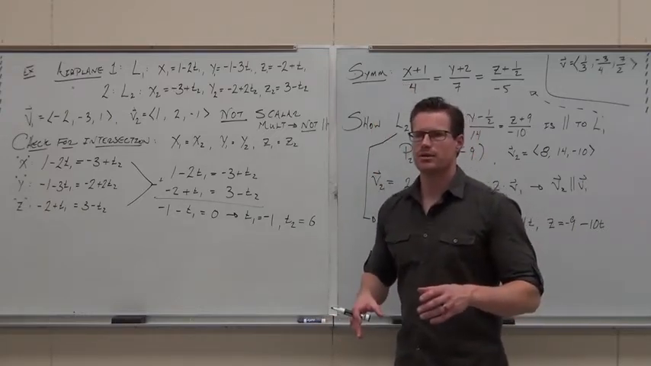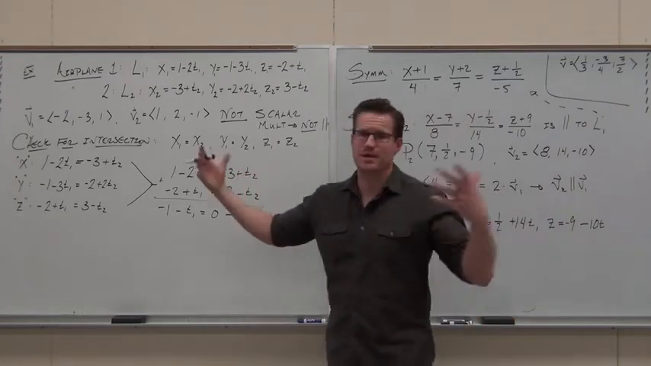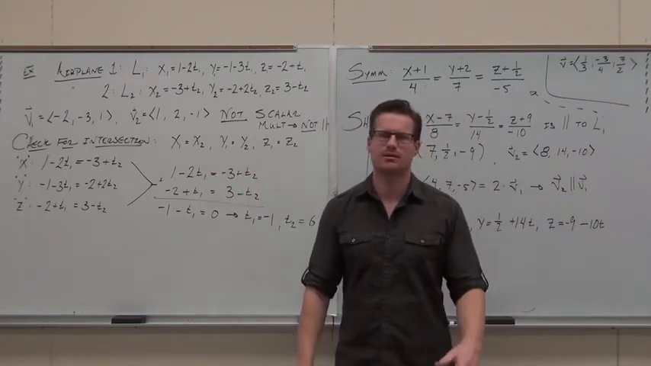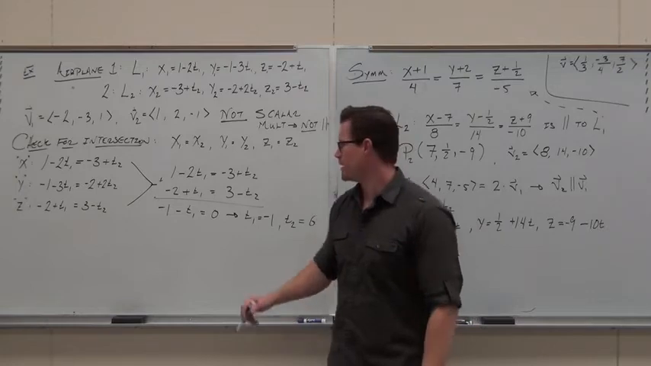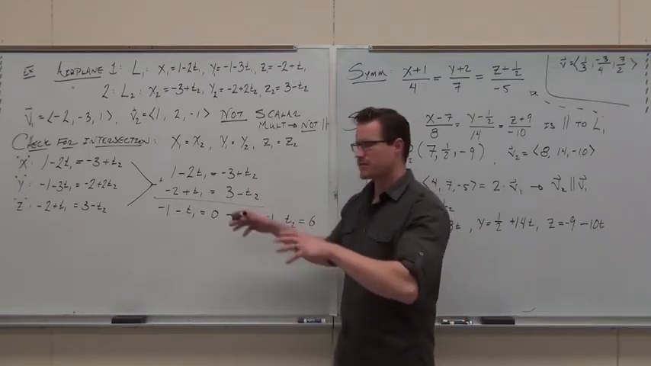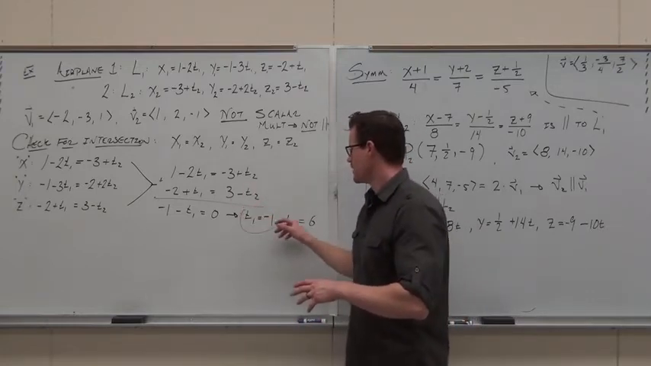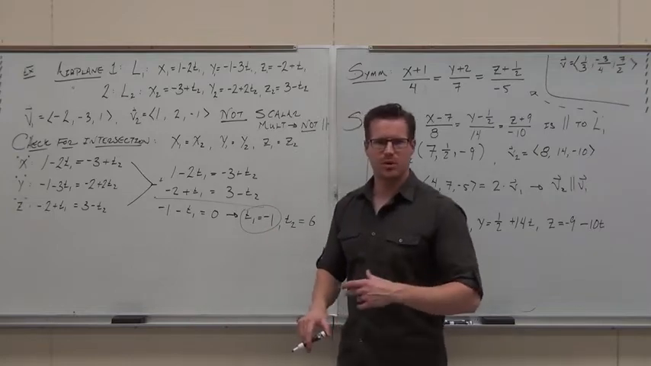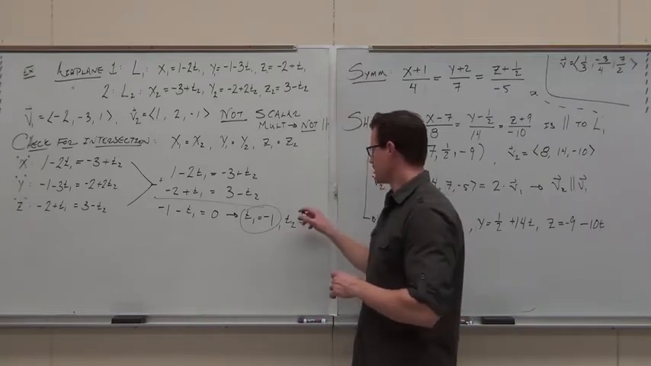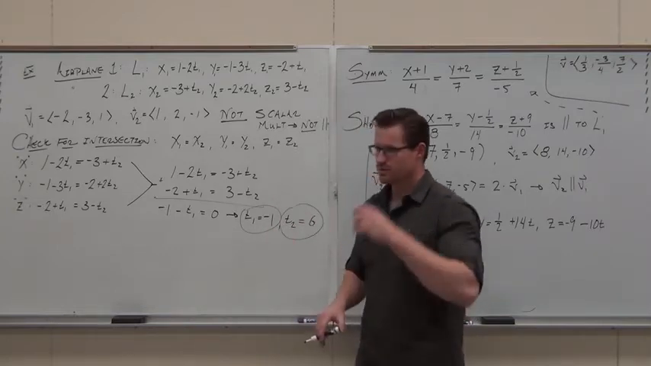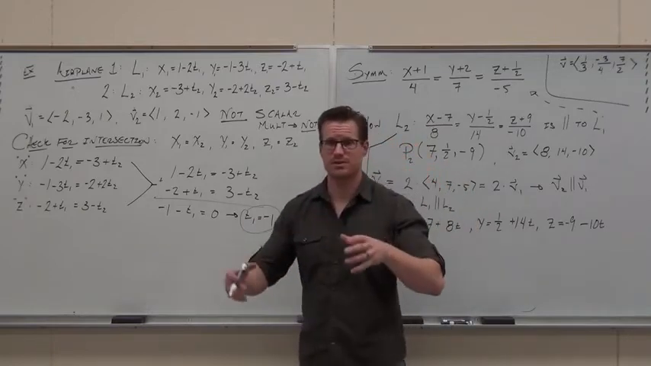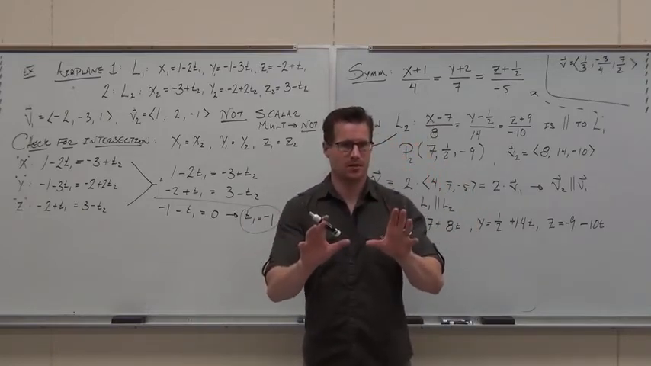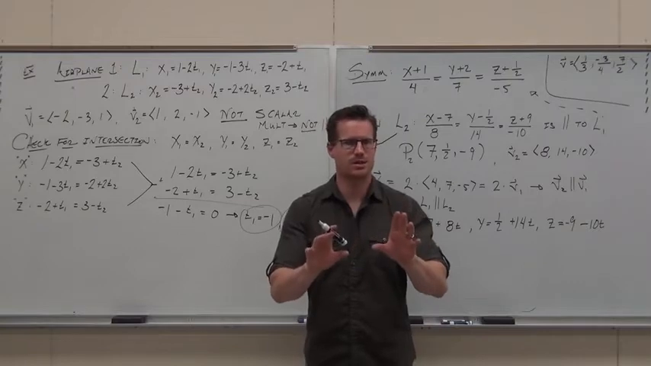Listen carefully. I don't want to lose you. Honestly, we've done zero calculus in this class so far. None. We're just working with 3D stuff. Here's what's happening. We solve this system. Airplane 1 is going to cross this point at t equals negative 1, and Airplane 2 at t2 equals positive 6. That doesn't tell you anything right now. Here's how you tell.